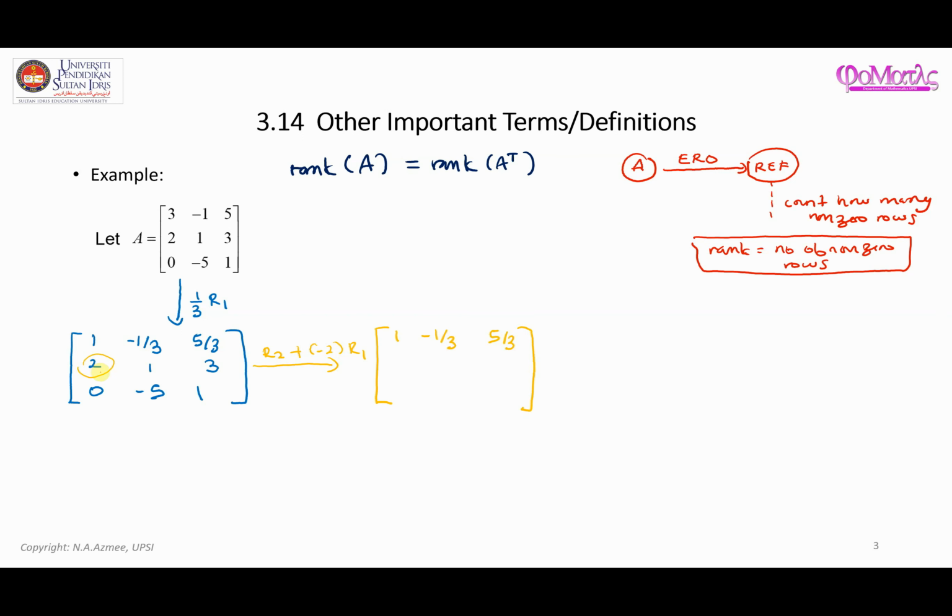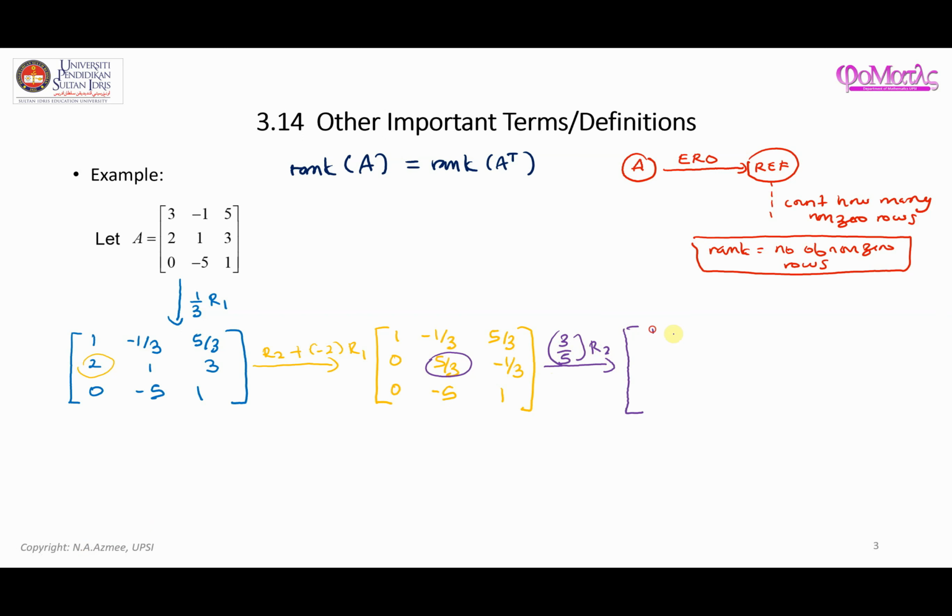So for this one, 2 minus 2 is 0. 1 plus 2 over 3, that will be 5 over 3. Here is 3 minus 10 over 3. So 3 is actually 9 over 3. So 9 minus 10 over 3 is negative 1 over 3. Okay, so the third row remains as it is. Now next I'm going to turn this value into 1. So I have to multiply the second row with 3 over 5.